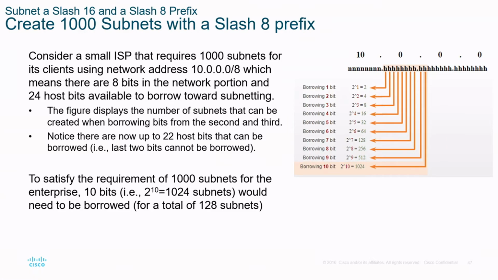I need to have 1,000 networks. Okay. So how would I do that? You can see I got to borrow at least 10. So the number of bits you have to borrow increases. Could I do this with a Class B? Sure. But just know when I do, I only have how many bits left for hosts? If I borrow 10 on a Class B?